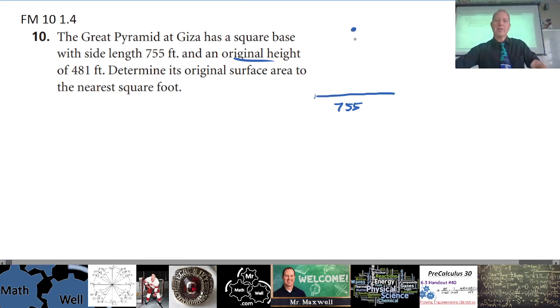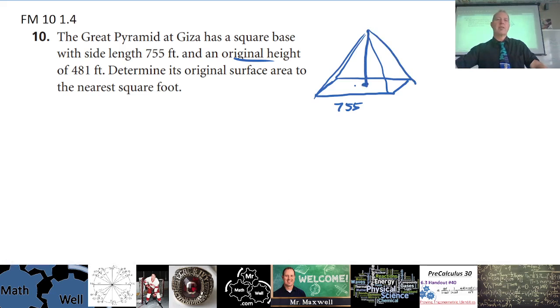So the original height is 481. That's the height from the center of the base to the tip. So remember, when you're drawing your pyramid like this, that's not really the center of the base, is it? The center of the base is here. So the original height is 481. That means that's this height right here.